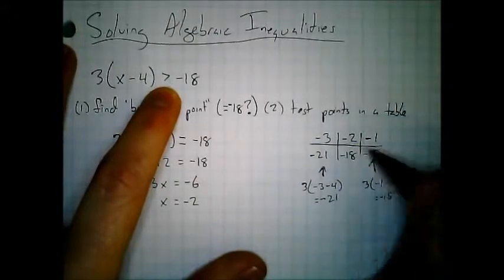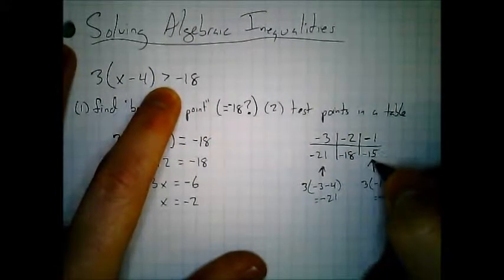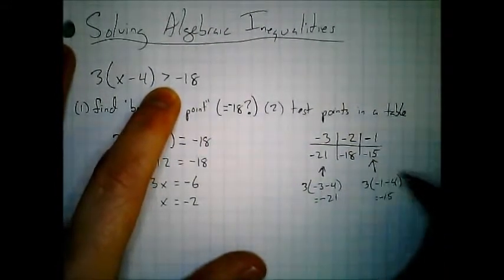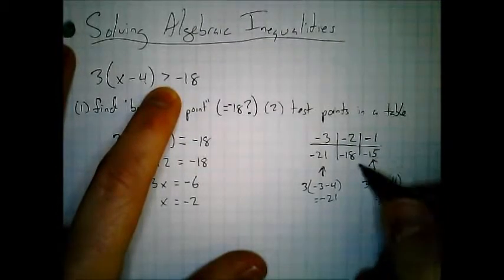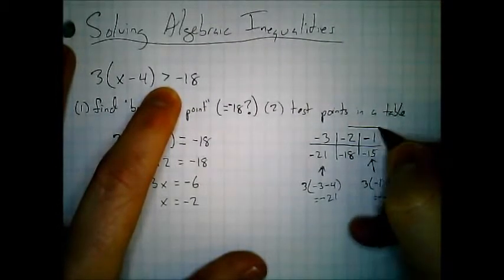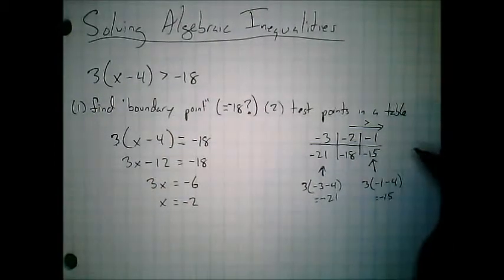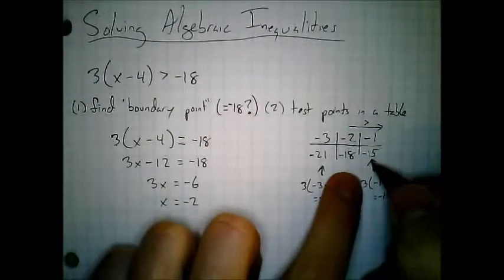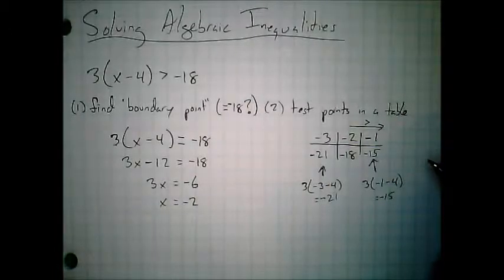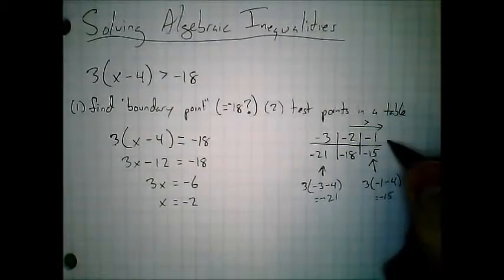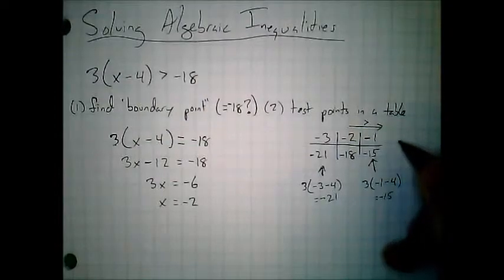Is it going to be before negative 2 or after negative 2? Well, we understand at this point as well that negatives kind of work backwards. Negative 15 is greater than negative 18. So the numbers off to the right, the numbers that are greater than negative 2, are greater than negative 18. Okay, if we keep going, we find that 0 is negative 12. 1 is negative 9.